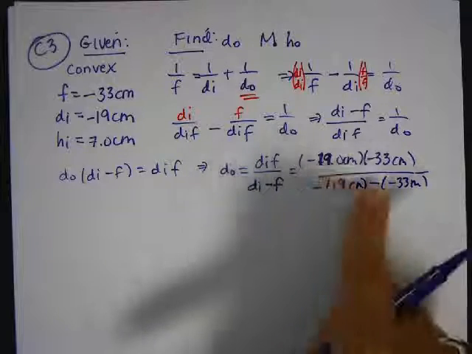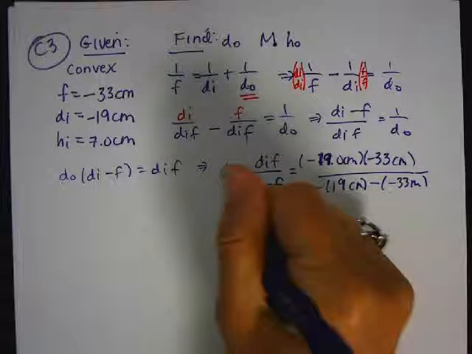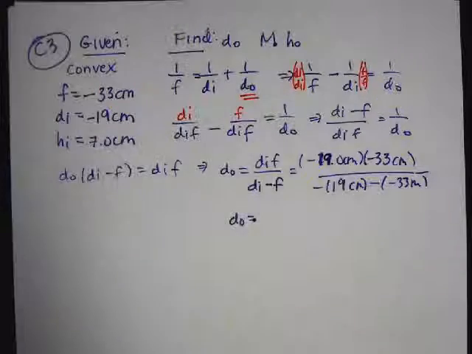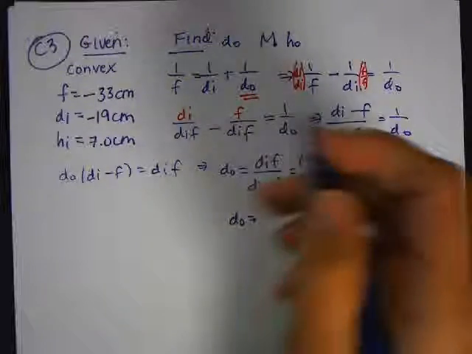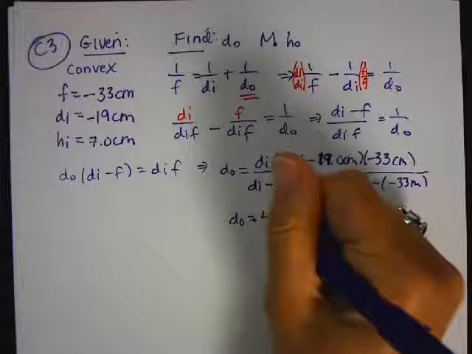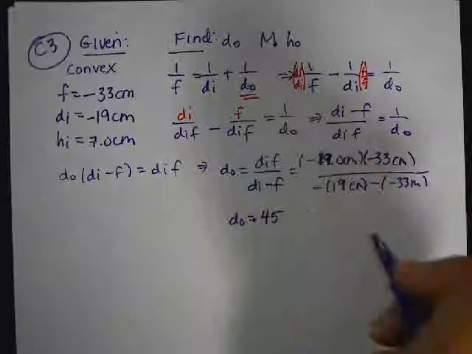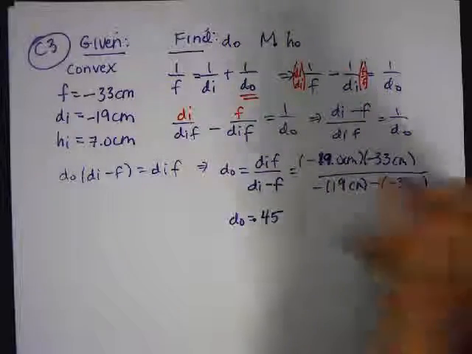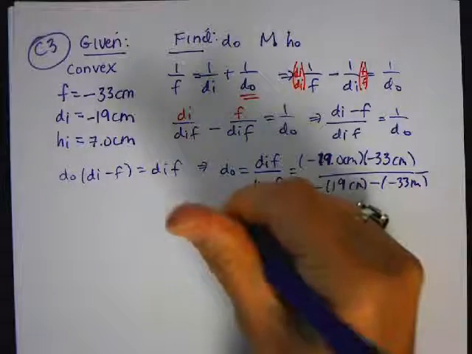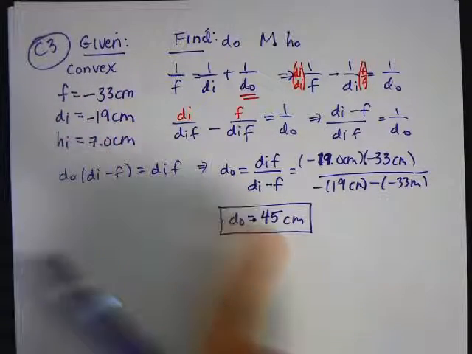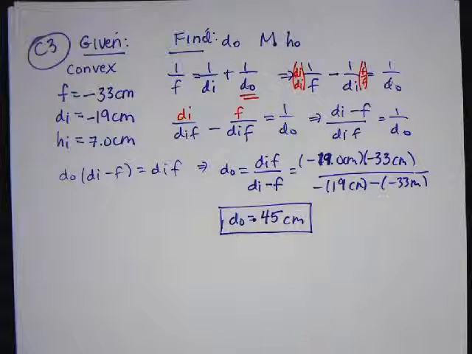So when you do all this mathematically, DO comes out to be 44.7. Okay, so that's 45 centimeters, because these have two significant figures, so this one would have two. All right.